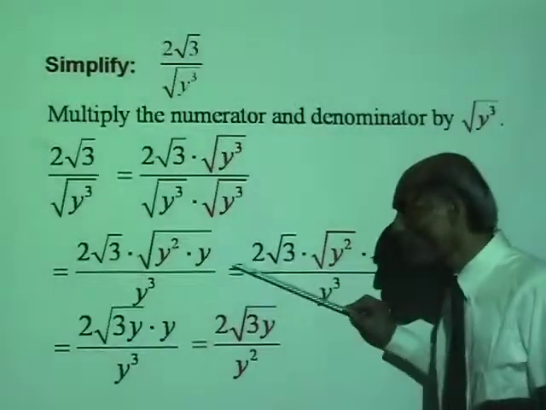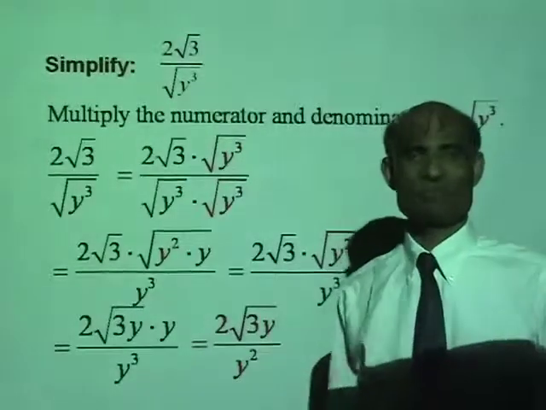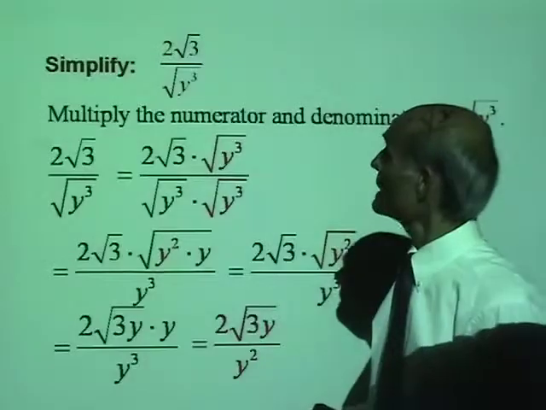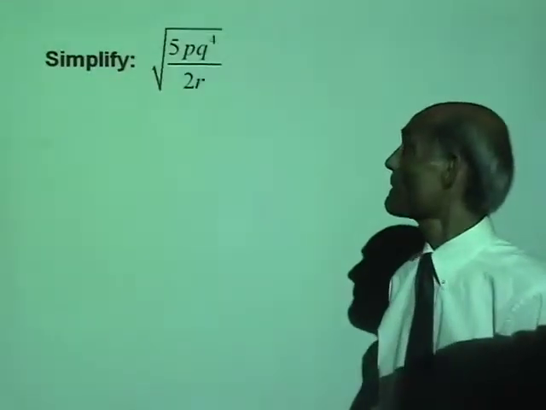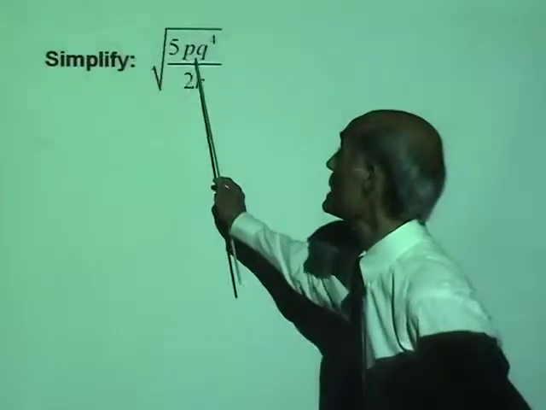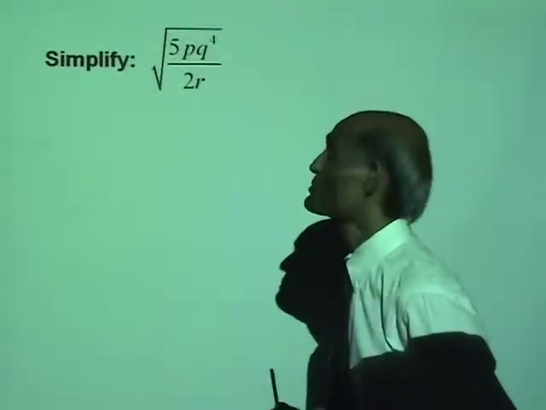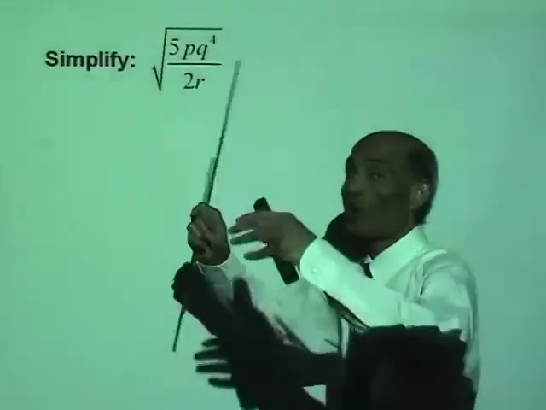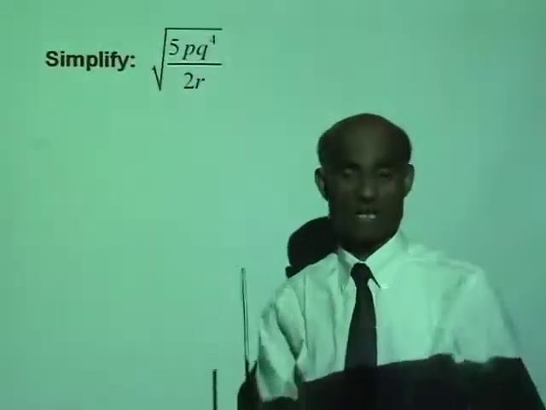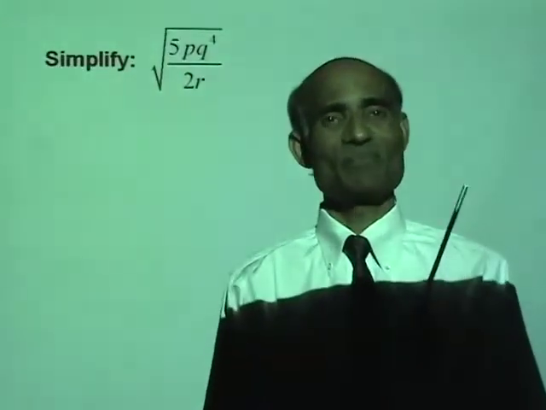Now, some of the very important skills that we used here, you must be thorough with. Okay, let's try another one. Square root of 5p q to the power of 4 over 2r, square root of the whole quantity. What should be done here to simplify it?